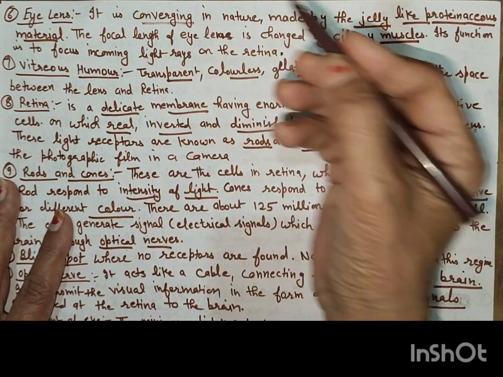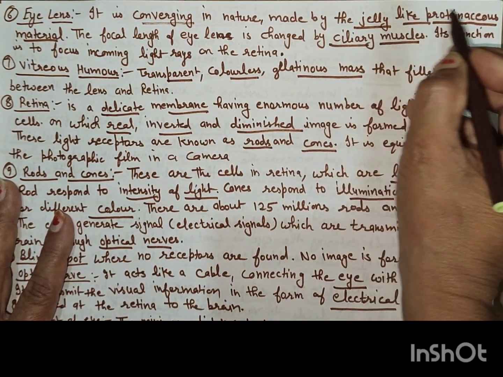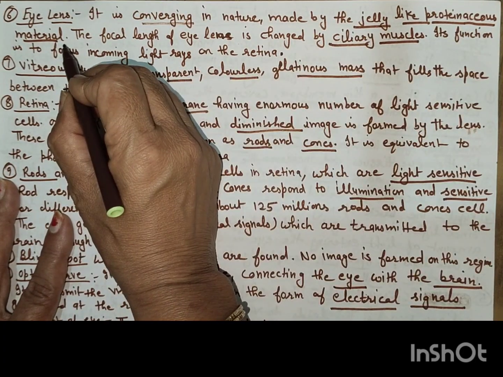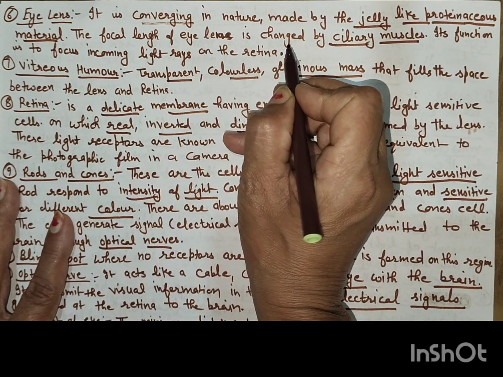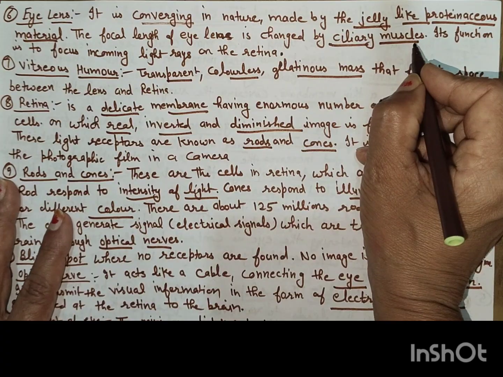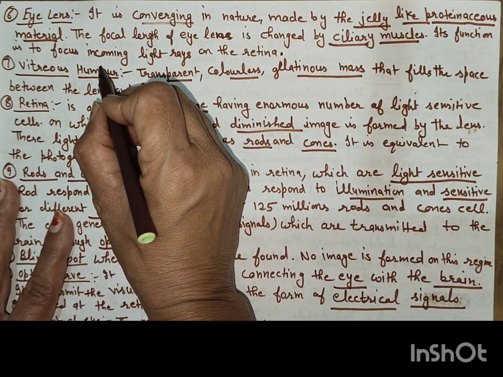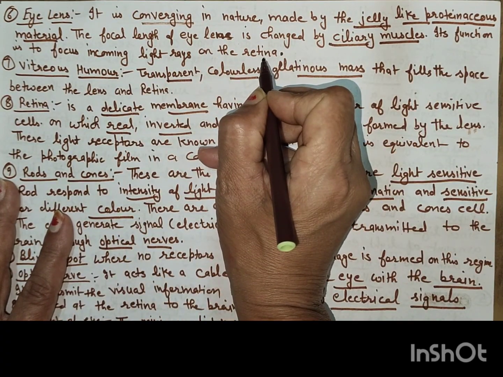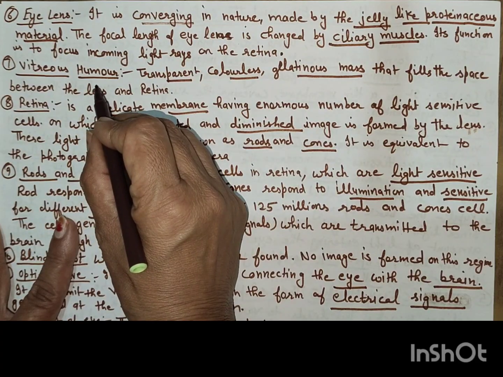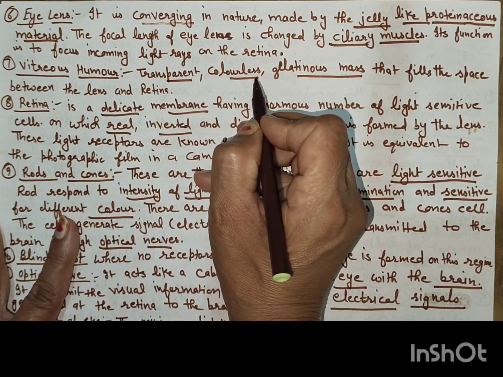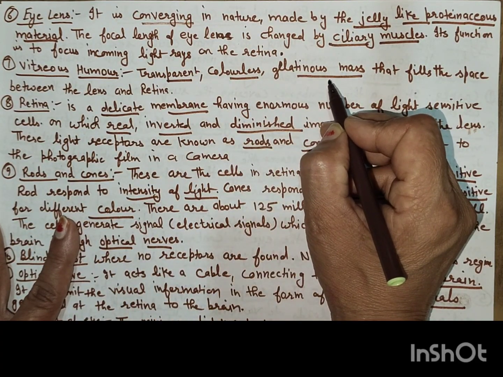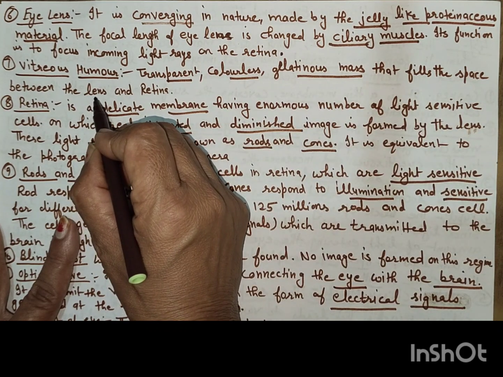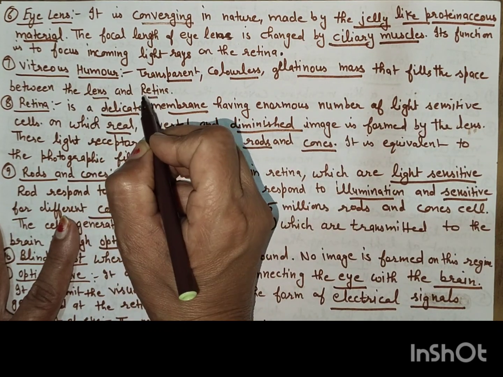Eye lens. It is converging in nature and made of jelly-like proteinaceous material. The focal length of the eye lens is changed by the ciliary muscles. Its function is to focus incoming light rays on the retina. Vitreous humor. It is a transparent, colorless, gelatinous mass that fills the space between the lens and the retina.